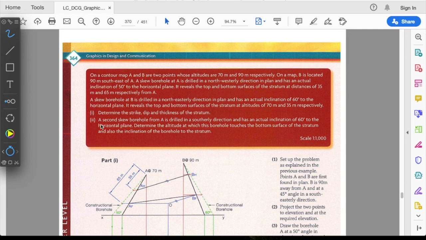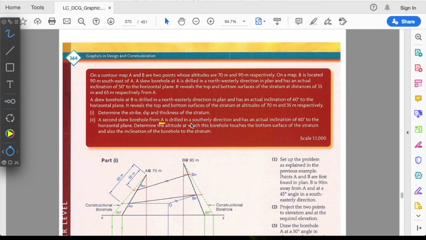So in this case, you'll see here for the part 2, this is the example on page 364, it says that a second skew borehole from A is drilled, but this is actually a third skew borehole. So it's the second one coming from that point, but it's actually a third borehole, okay? So what we'll do is we find our information here. We have second skew borehole from A is drilled in a southerly direction. So it's going to be from A.